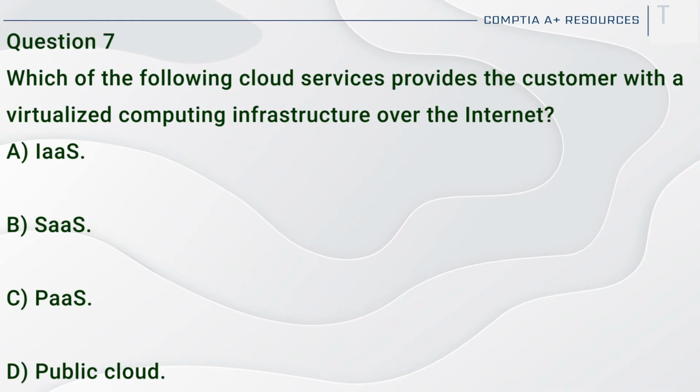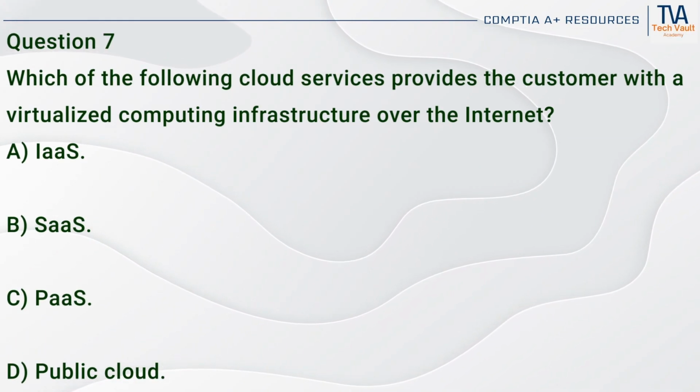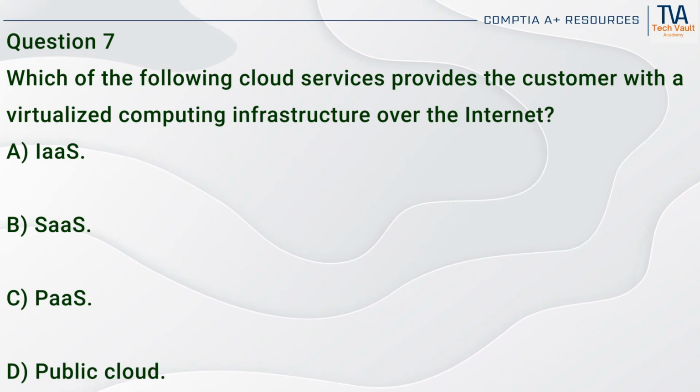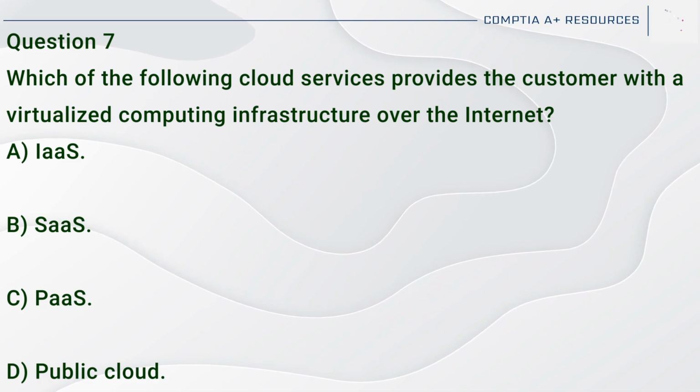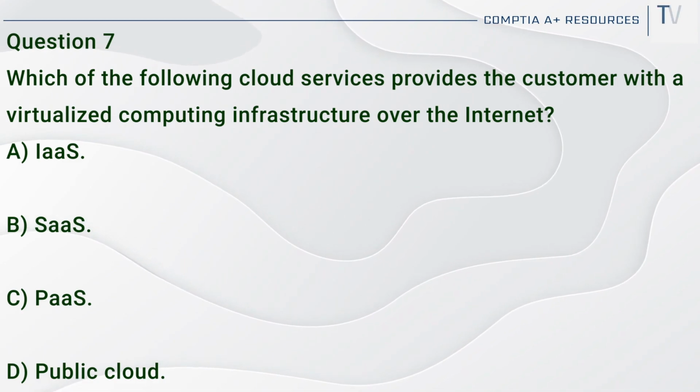Question 7. Which of the following cloud services provides the customer with a virtualized computing infrastructure over the internet? A. IaaS. B. SaaS. C. PaaS. D. Public cloud.